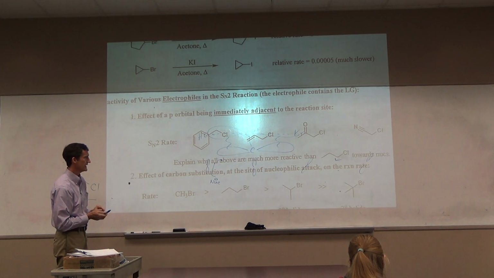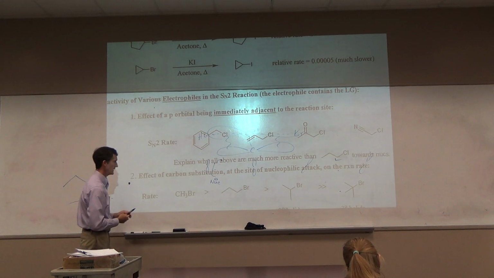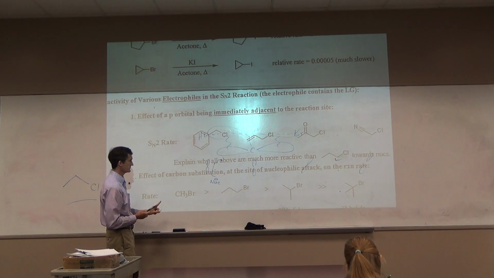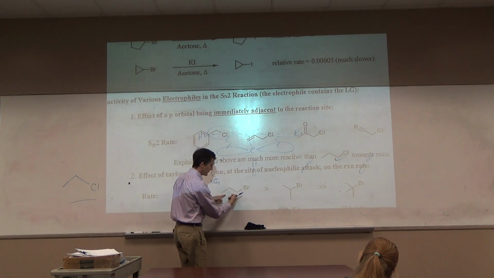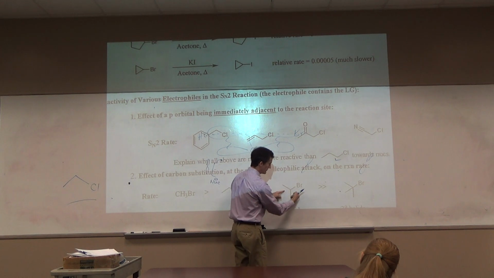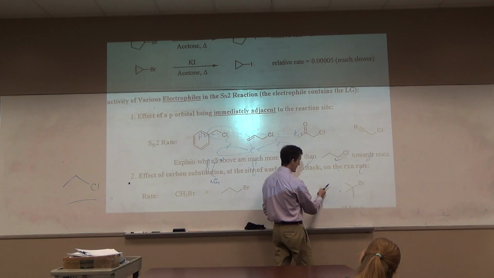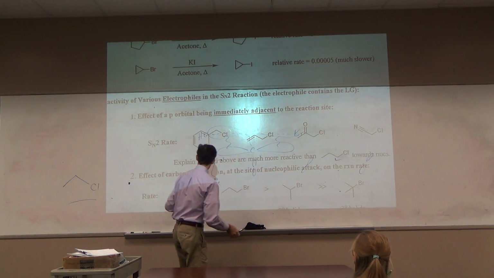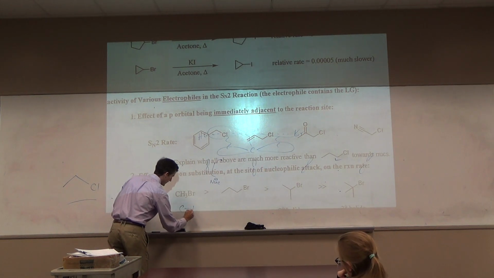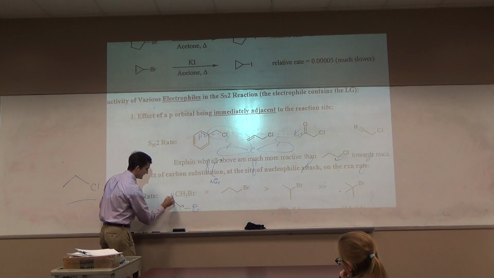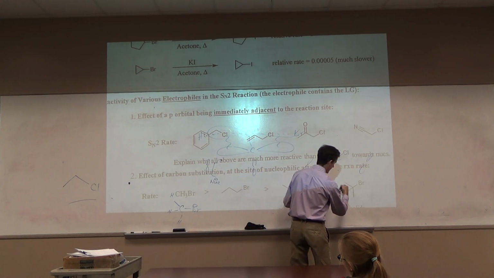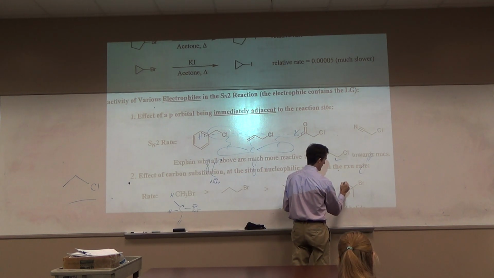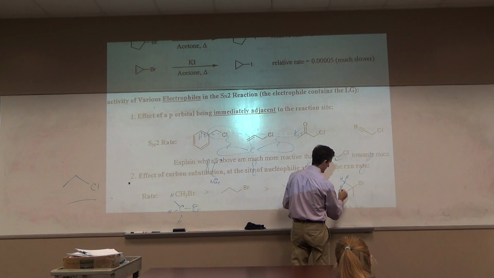Okay, 2. Effect of carbon substitution at the site of attack, or the reaction site. Look at this trend. Methyl bromide is much more reactive than propyl bromide. That's more reactive than isopropyl bromide, which is way more reactive than this. What's the difference? This is condensed, but if we draw it out, this carbon has nothing but H's on it. Where the extreme is, this carbon has other carbons. And by the way, these carbons have H's. Don't forget that, right?